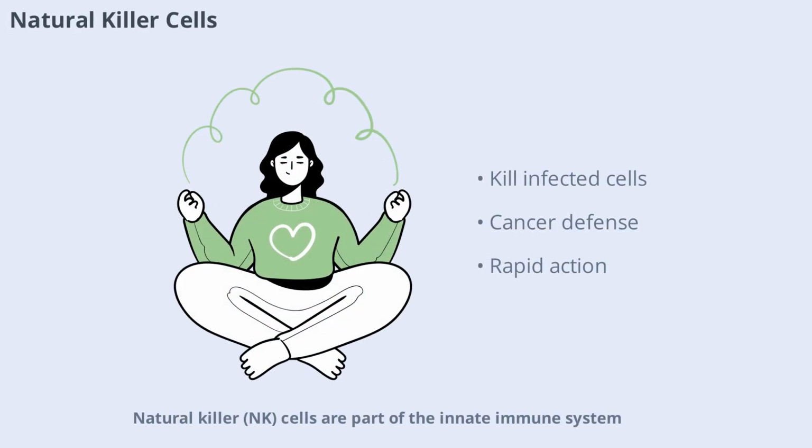Natural killer, or NK, cells are part of the innate immune system. Their main effector function is to recognize and destroy cells that are infected or have become cancerous. NK cells do this without prior sensitization, making them a rapid and critical line of defense against certain threats.